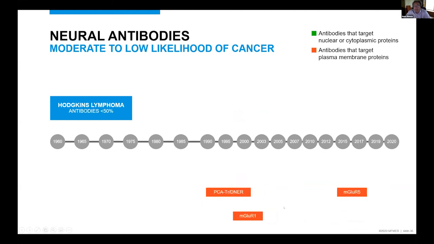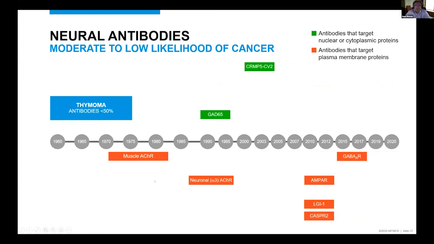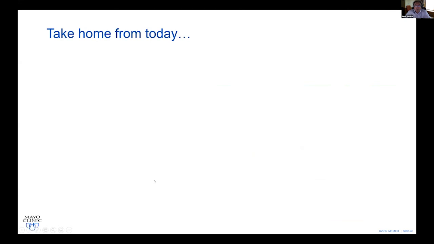And Hodgkin's lymphoma, there are antibodies that you might identify in the setting of a limbic encephalitis or an ataxia. And if you have those antibodies, then you have to look for a completely different type of tumor, Hodgkin's lymphoma. And these are the thymoma markers.